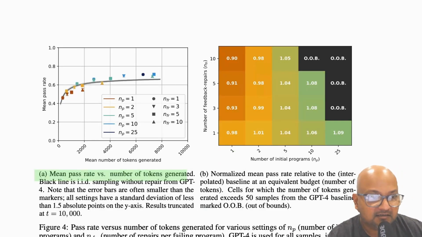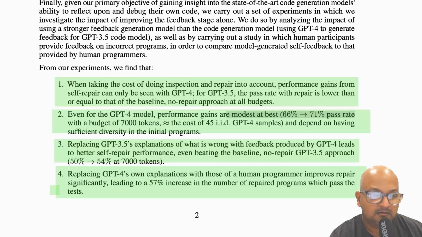If we look at the same experiment carried out with GPT-4, we do see that for higher numbers of tokens generated, the self-repair case goes above the baseline. So we do see improvements with self-repair, but the gains are pretty small. You see the pass rate only improving from 66% to 71% with a budget of 7,000 tokens when using GPT-4.